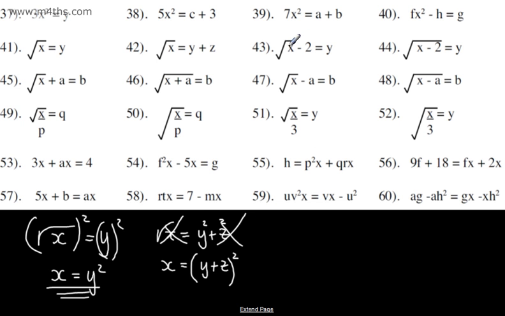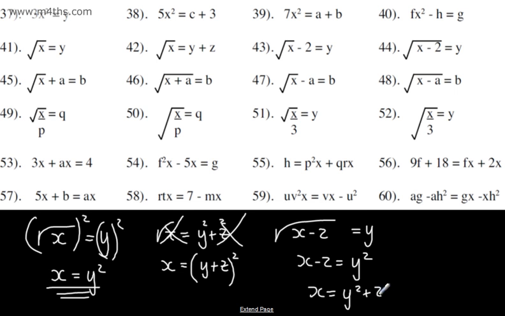Okay, let's do this one. This time we've got now the root of x minus 2 is equal to y. So x started its life off, 2 subtracted, square rooted, that gave y, so we will do the inverse. Squaring both sides, x minus 2 is equal to y squared. We're now going to add the 2, x is equal to y squared plus 2.